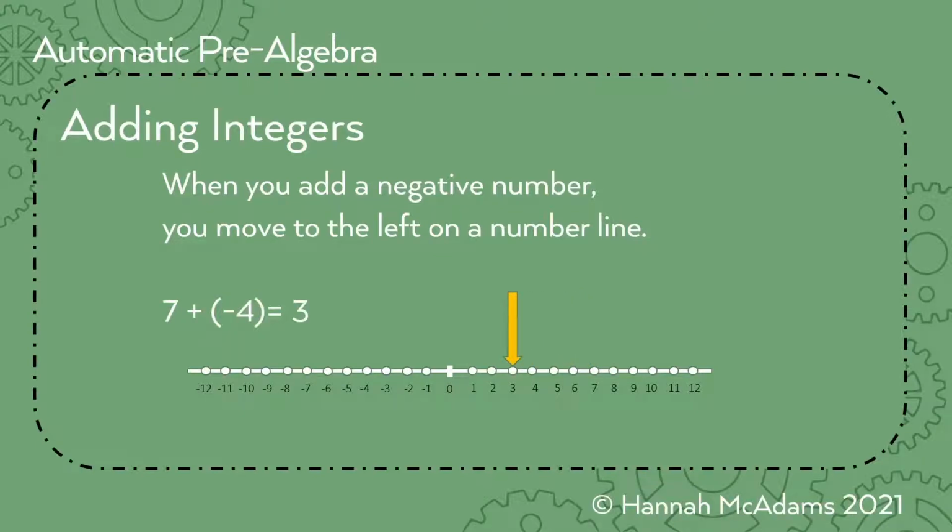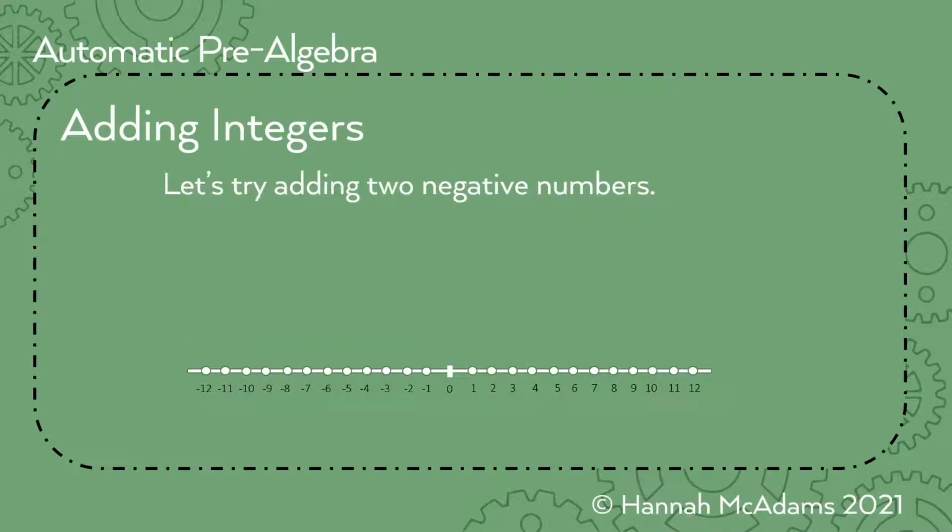And what you're saying is that's the same as saying 7 minus 4. Oh, 7 minus 4. I meant to say that. Right. Okay, so let's try adding 2 negative numbers.